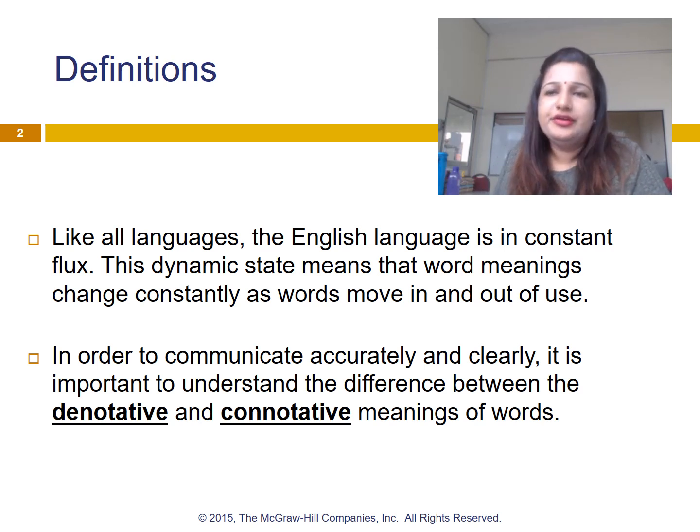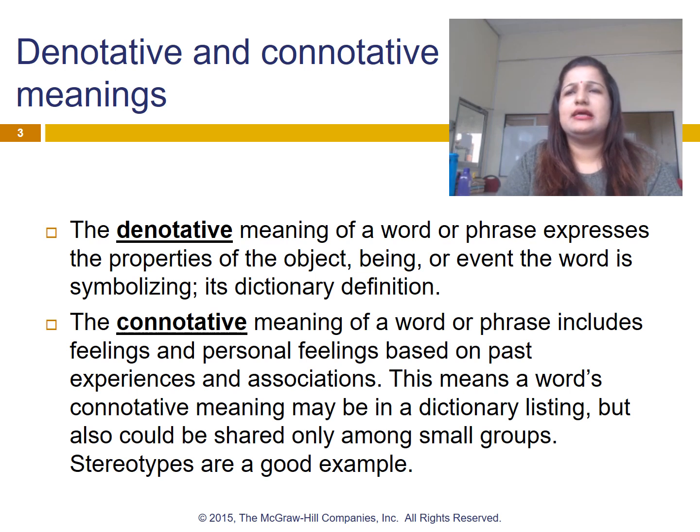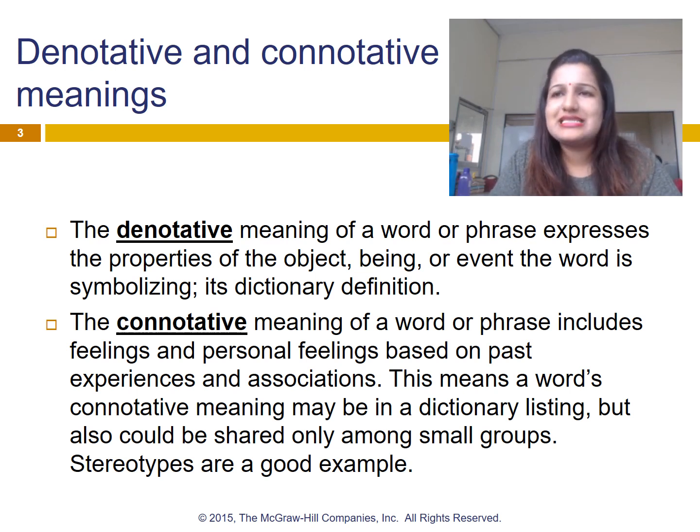So, in order for you to communicate very accurately and clearly, it is important for you to understand the difference between these two important terms, denotative and connotative meanings of words. I like to call them the big D and the big C. Denotative meaning is quite simple. It's a dictionary definition of a word.